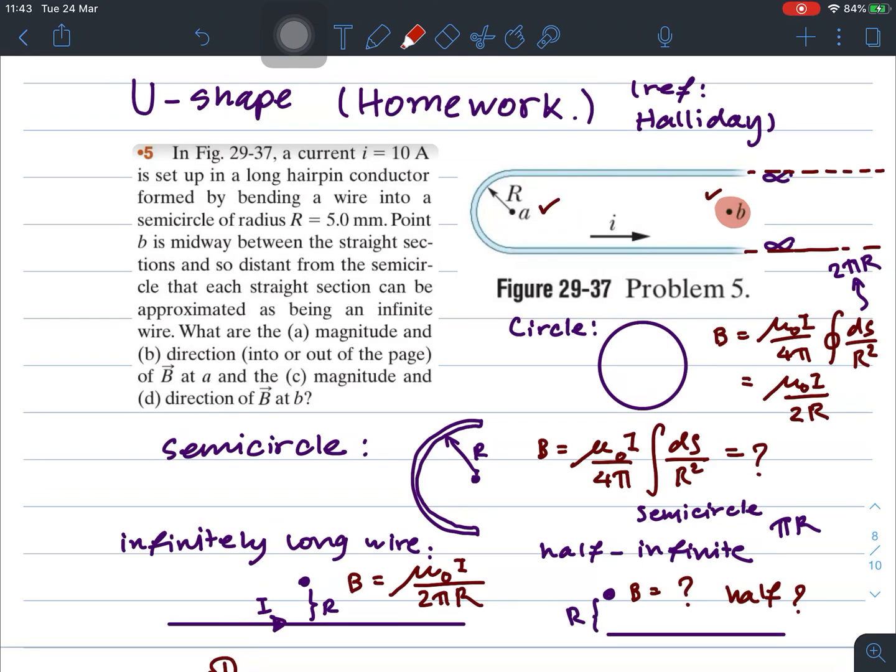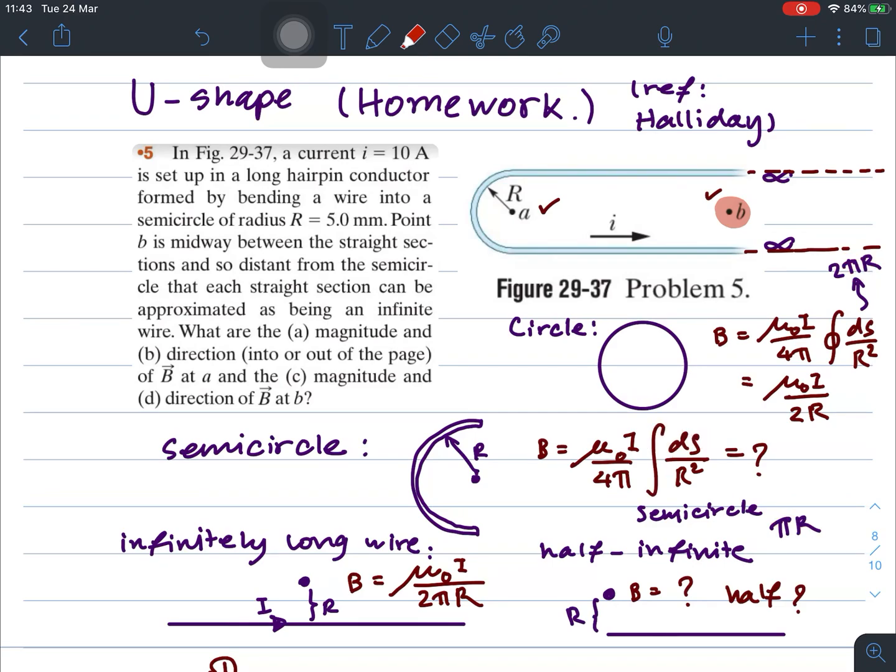In this example, we are going to use the same idea to solve for the magnetic field from a semicircle. If it is a semicircle, you need to look at the change in this integral. If it is a circle, the integration along the curved path is 2 pi r, but for a semicircle, should it just be pi r? Please have a check.